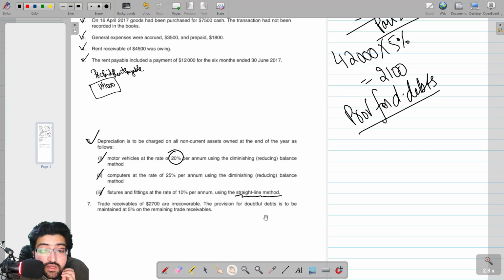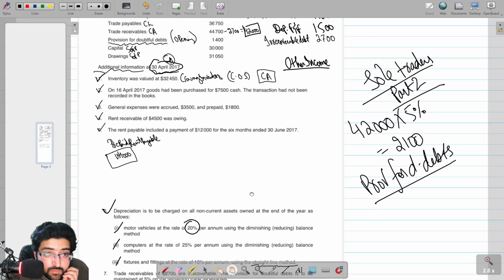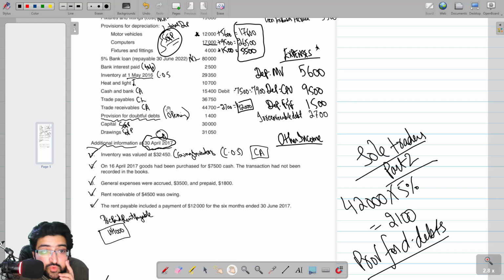Now in the question, they have given you a provision for doubtful debts opening balance, which is this 1,400. So your opening provisions were 1,400. This is the expected amount. You expected you will not get this much from your trade receivables. So this was your expense.